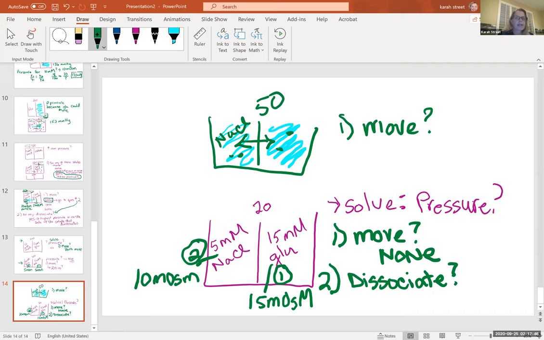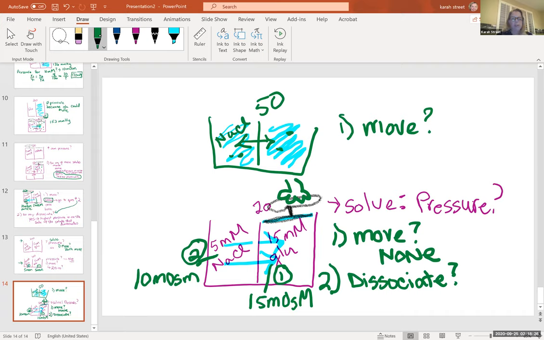Water will move to an area of higher particle count. So Bree, where is the higher particle count? Glucose. So the water will move to the glucose side, and that is the side you would have to apply pressure to stop the water from moving. Okay, thank you. You're welcome. That was a good question. The flow chart works.